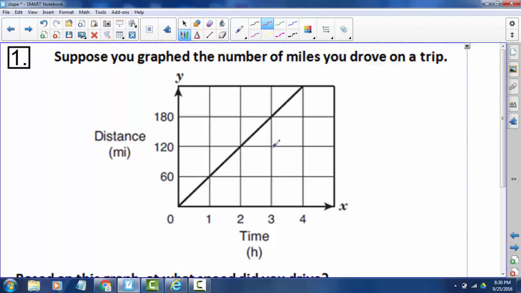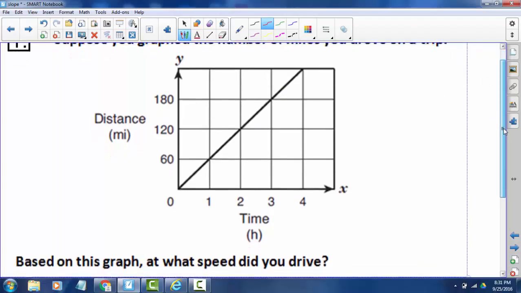Okay, so suppose you graph the number of miles you drove on a trip. It says here distance in miles over the time it took you. So at 0 hours, you'd gone 0 miles. At 1 hour, you'd gone 60 miles. After 2 hours, you'd gone 120 miles. 3 hours, 180 miles. Okay, so that's what the graph is telling us. Let's see what the question's asking.